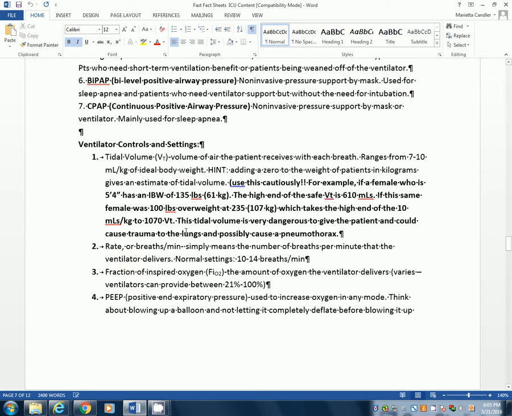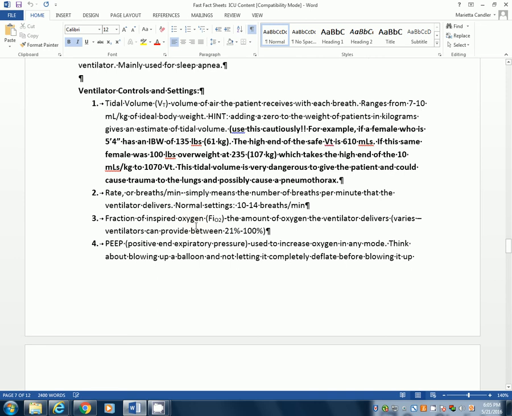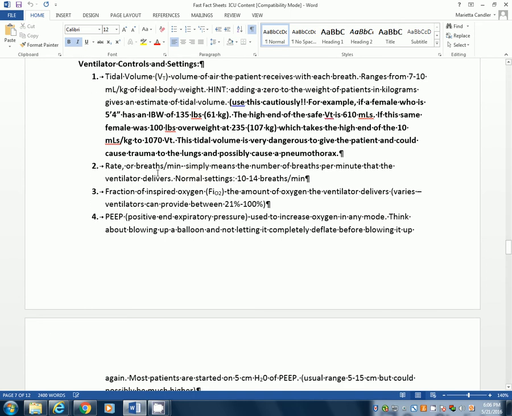It's really better to do 7 to 10 mils per kilo of the ideal body weight. But most of the time with tidal volumes, you're going to see them set at about 500. Now, your heavier patients may be 600, 700, but most of the time, 500 is a good number that you'll see.